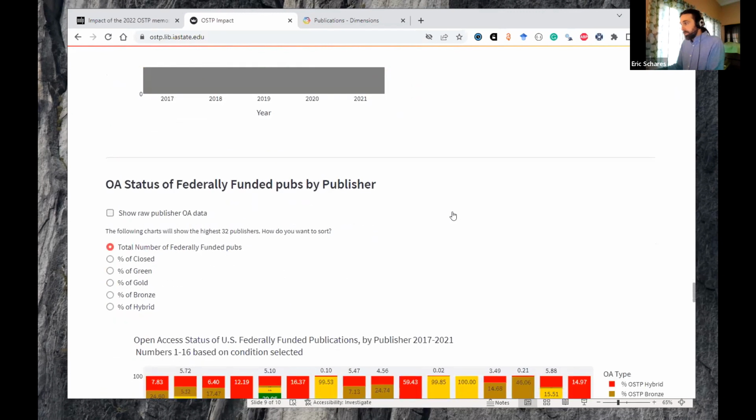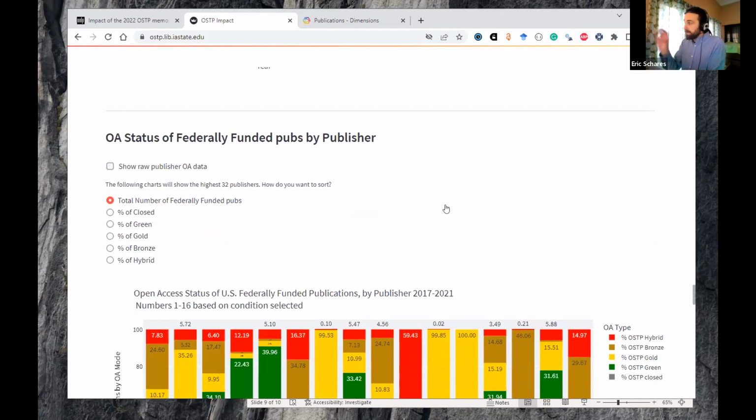So now that we've looked at open access as a whole, I'm going to break it down by publisher, and then I'm going to break it down by journal title. And then that will be the end of this section.